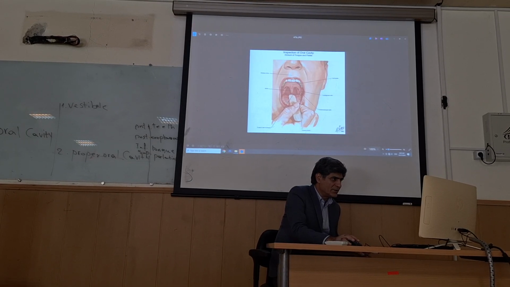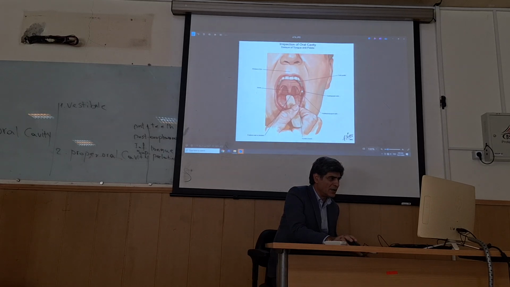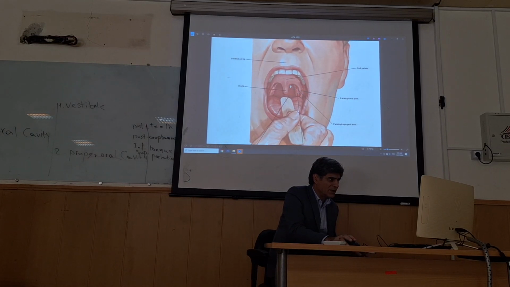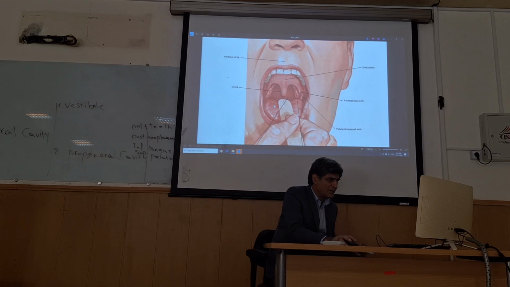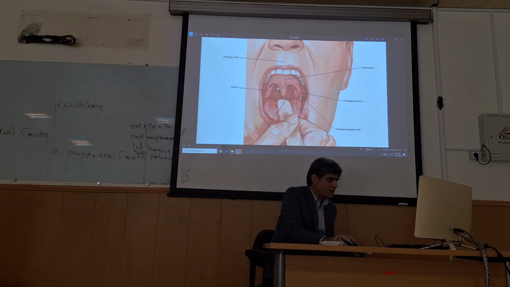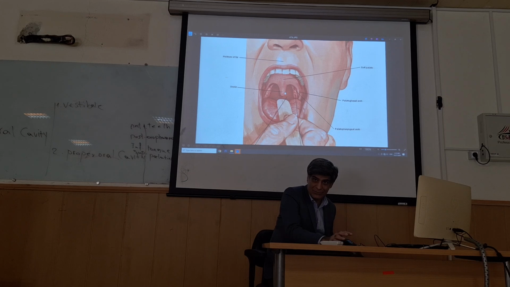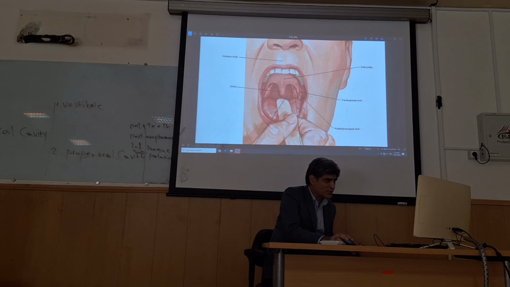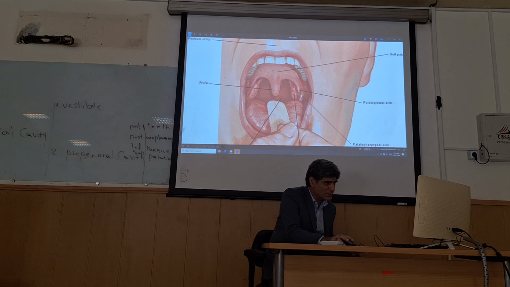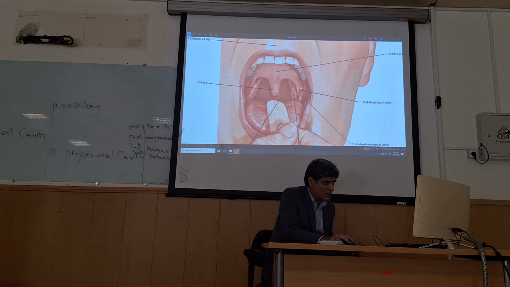Posterior is the oropharynx. Superior is the palate, soft palate and hard palate. Inferior is the tongue. Philtrum of the lip, uvula or small tongue, the palatopharyngeal arch, and the palatoglossal arch, which arises from the soft palate and inserts into the tongue.